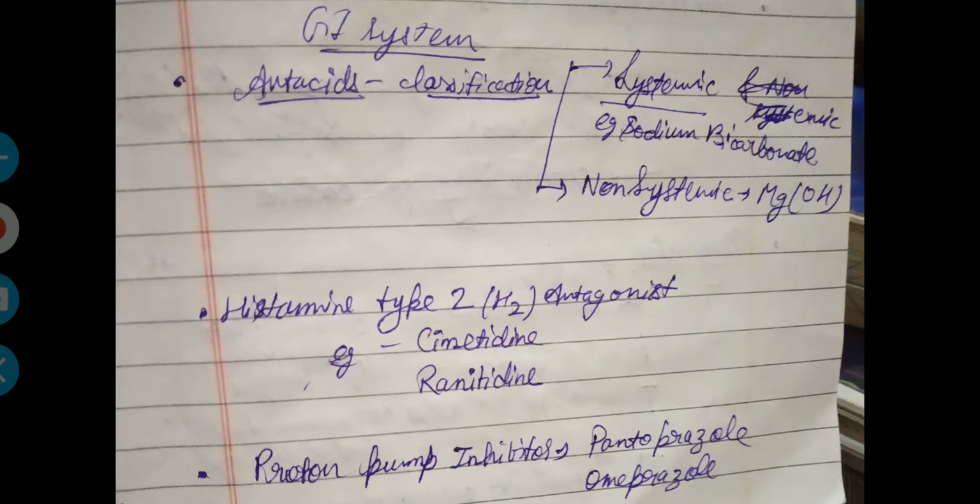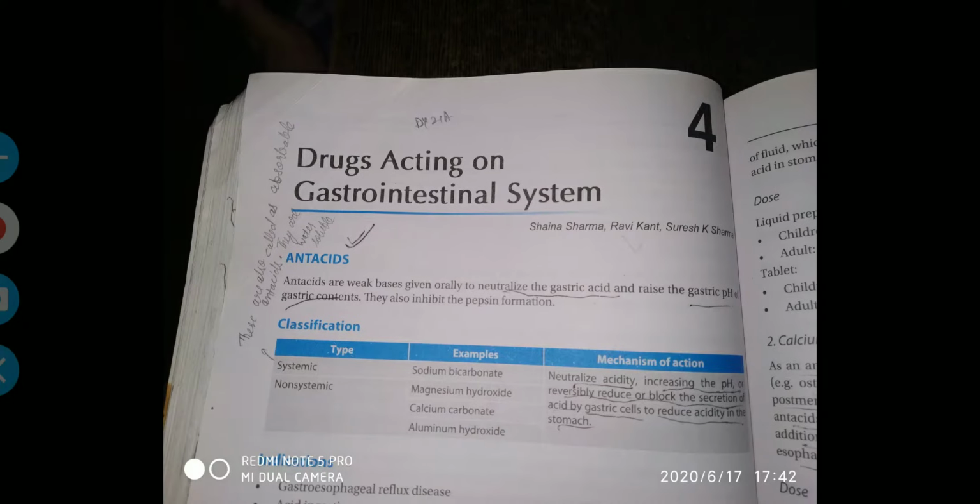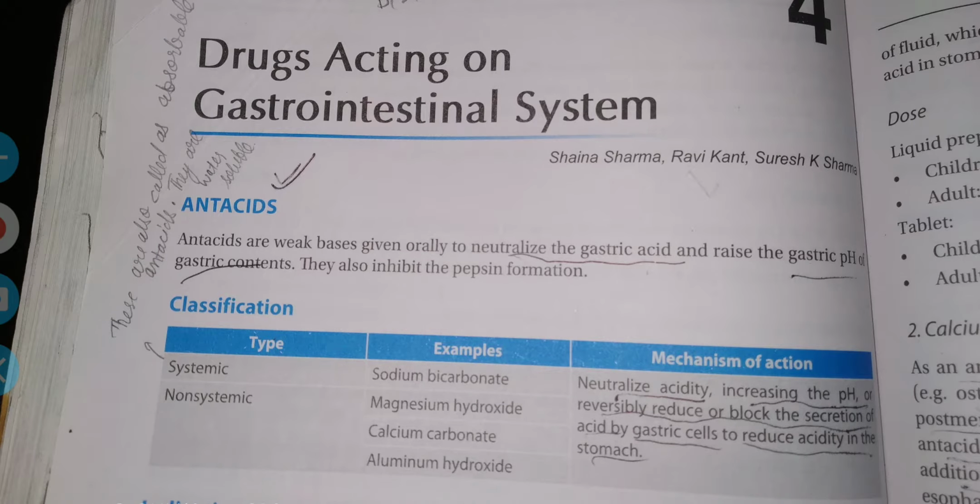GI system drugs are antacids, and their classification is systemic, example sodium bicarbonate, and non-systemic, example magnesium hydroxide. So these are classified into two types: systemic, that is, for example sodium bicarbonate, and non-systemic, example magnesium hydroxide. So let's see about antacids. So, what are antacids?